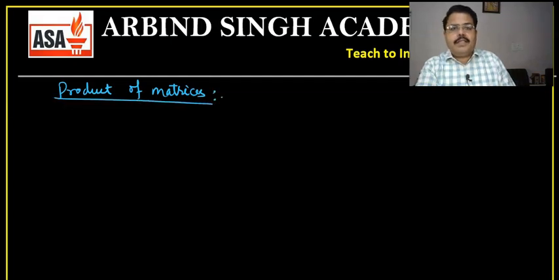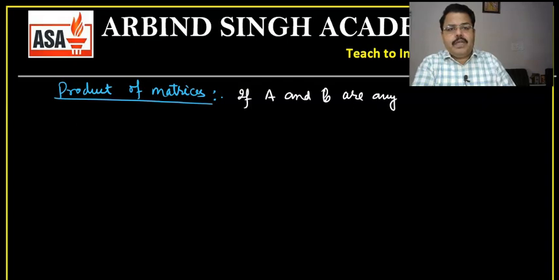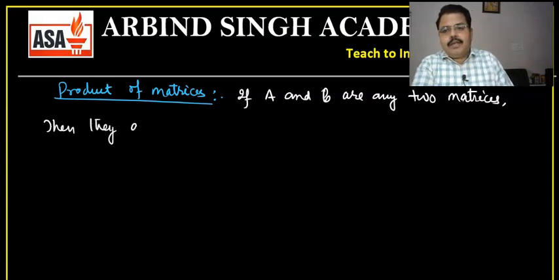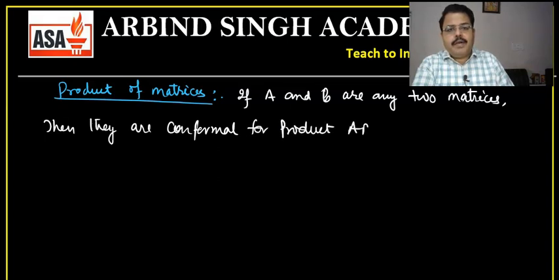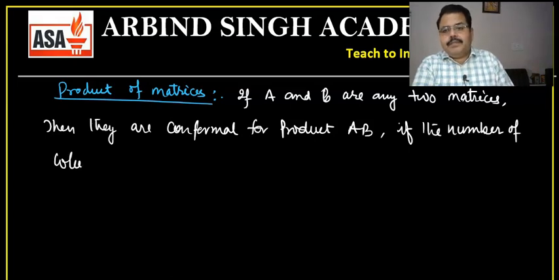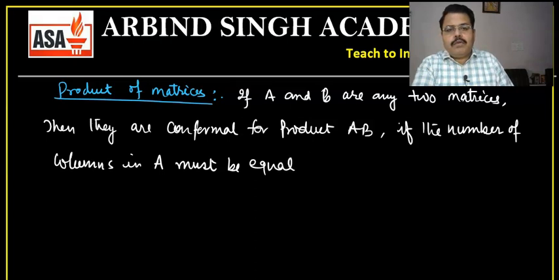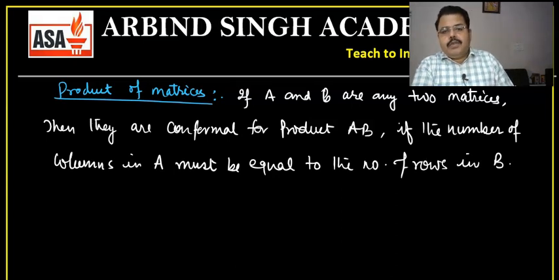So, what are the characteristics? There is a condition for when two matrices are conformal for product. Let A and B be any two matrices. Then they are conformal for product AB if the number of columns in A must be equal to the number of rows in B. So this is the condition.